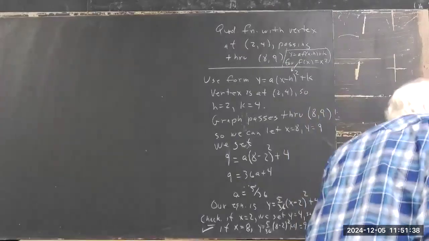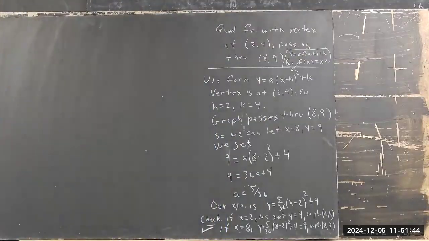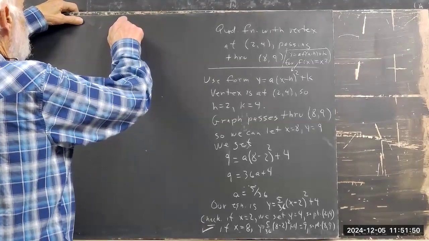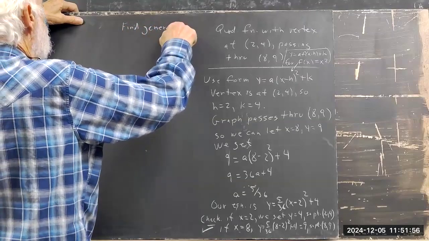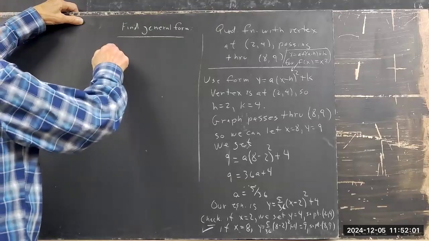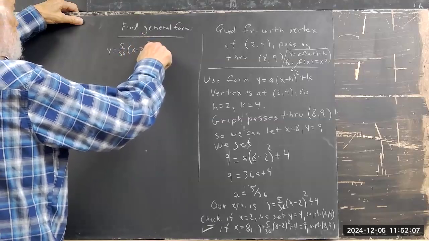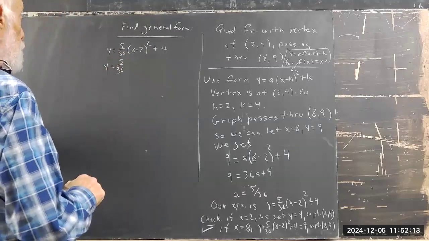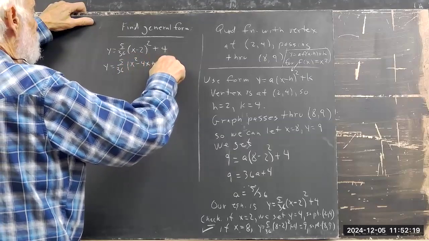In general form, the equation is what? Well, we find the general form. We have y equals 5/36 times (x minus 2) squared plus 4. So y equals 5/36 times (x squared minus 4x plus 4) plus 4.